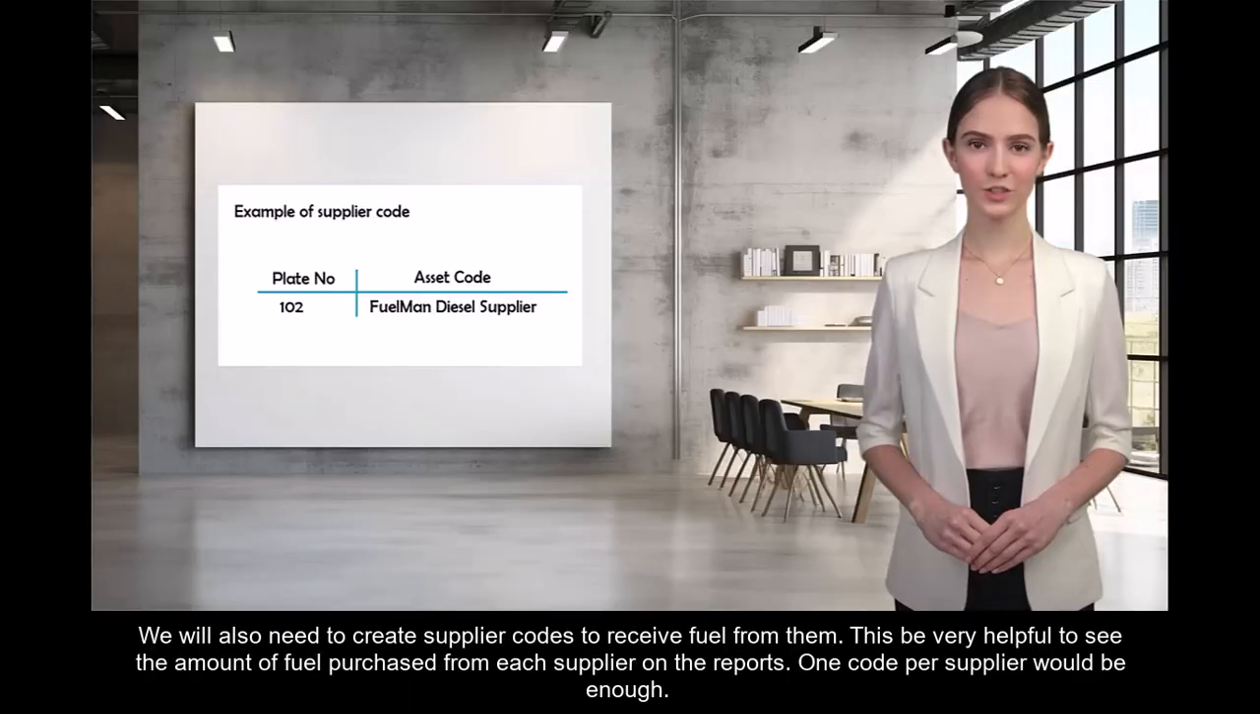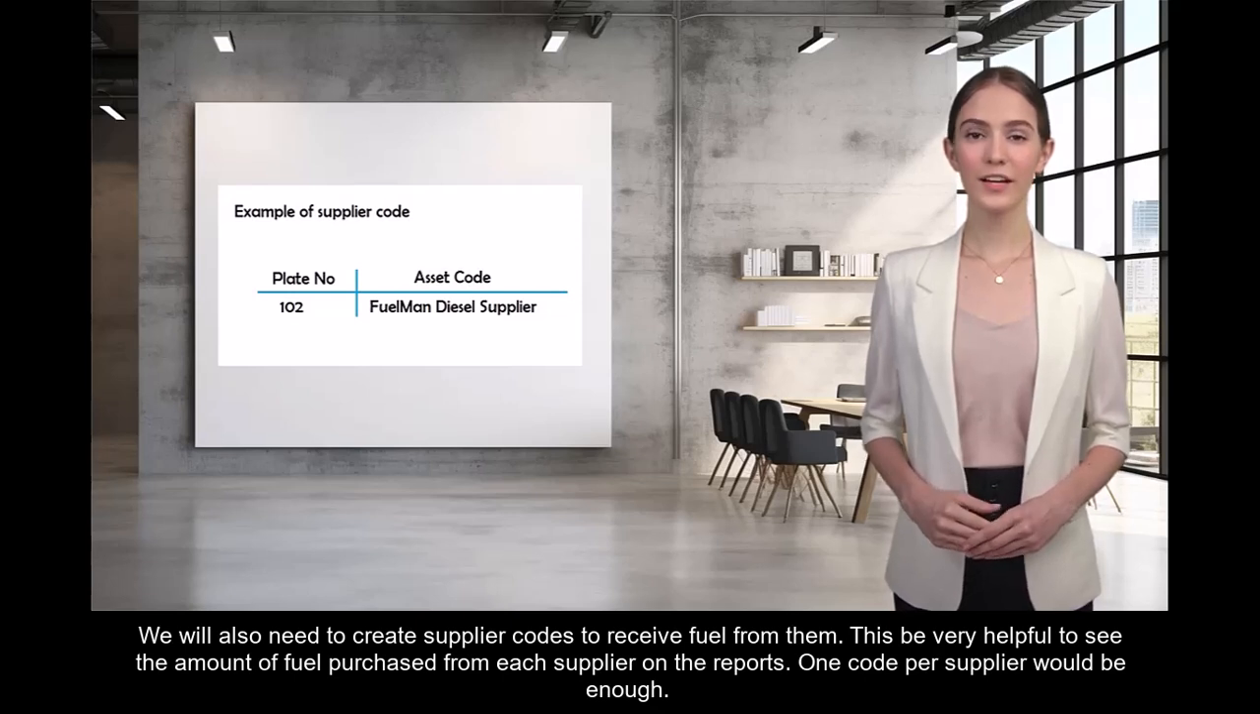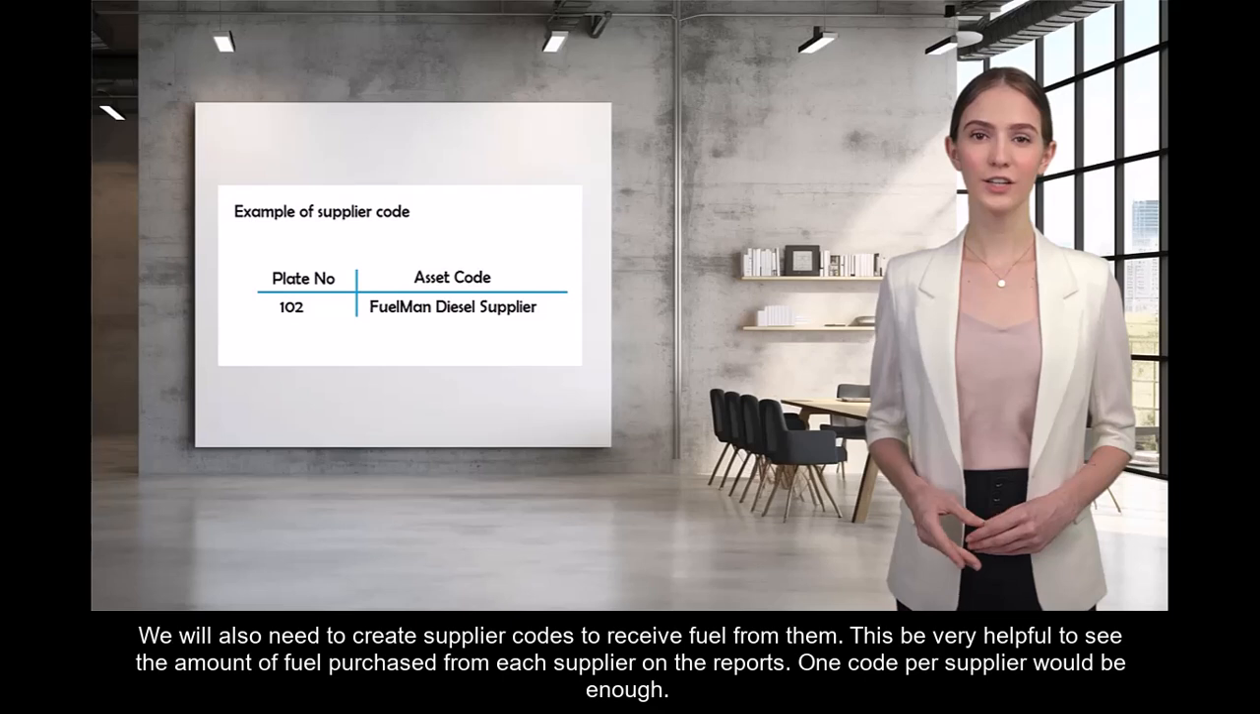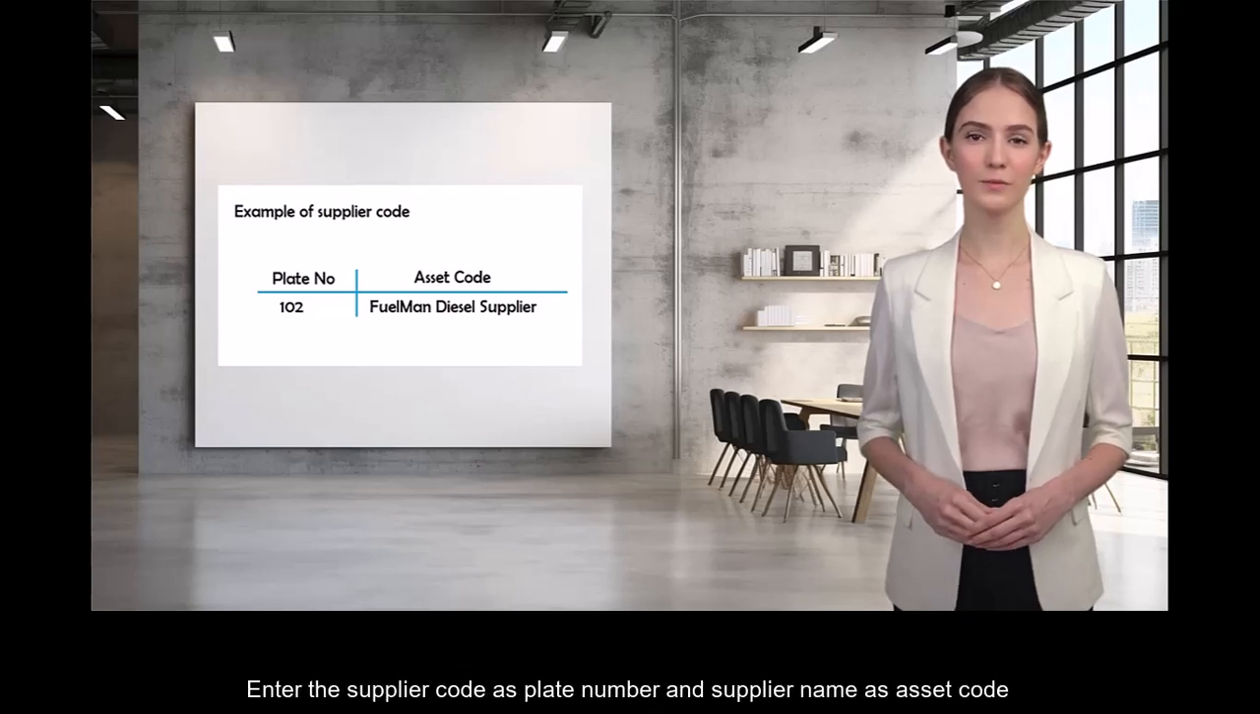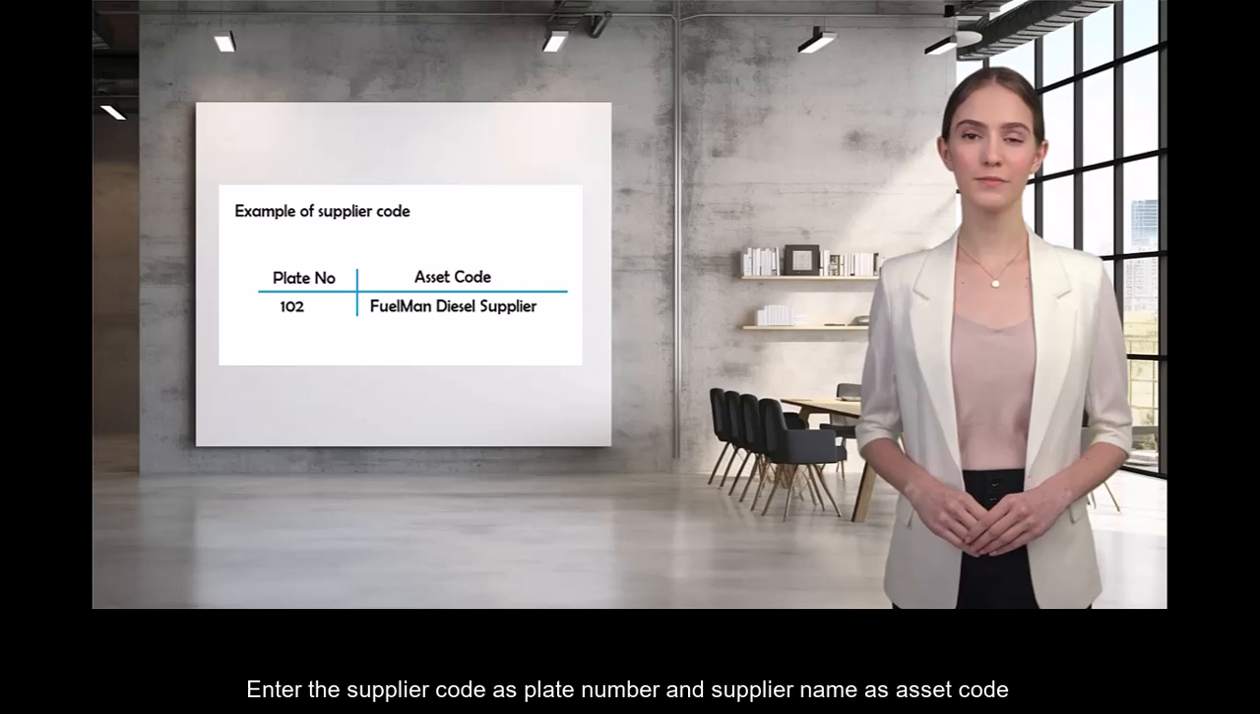We will also need to create supplier codes to receive fuel from them. This will be very helpful to see the amount of fuel purchased from each supplier on the reports. One code per supplier would be enough. Enter the supplier code as plate number and supplier name as asset code.